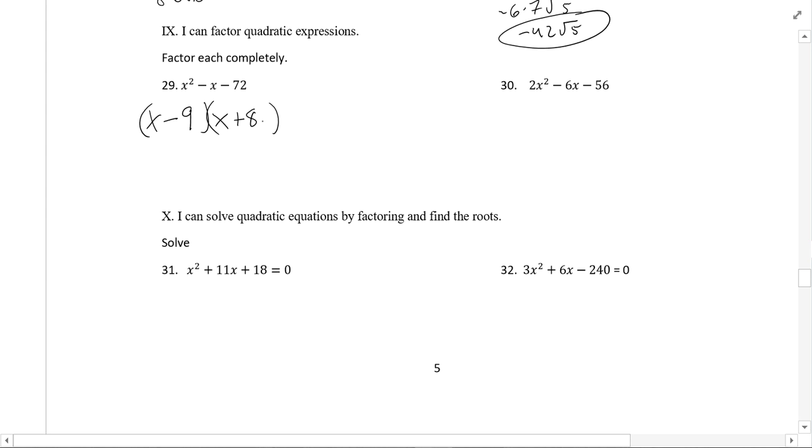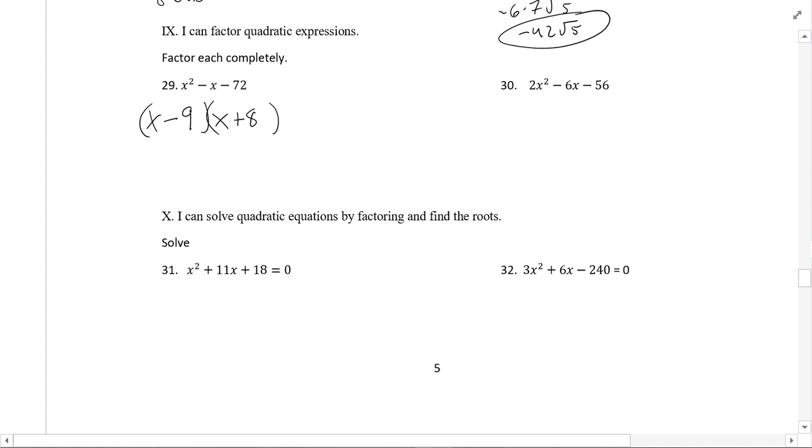Because remember, if you were to distribute this back, you'd get x times x is x squared. Here you get an 8x. On the inside term, you get a negative 9x. So 8 minus 9x would give you a 1x. And negative 9 times 8 gives you a negative 72.